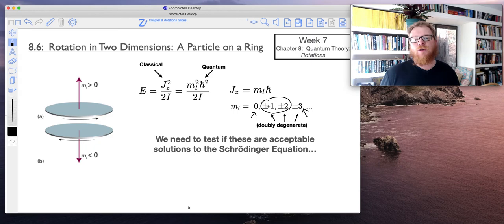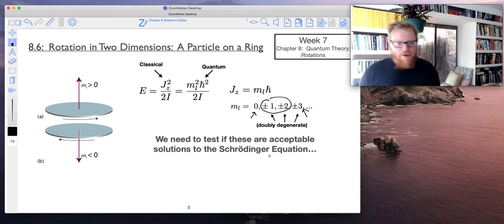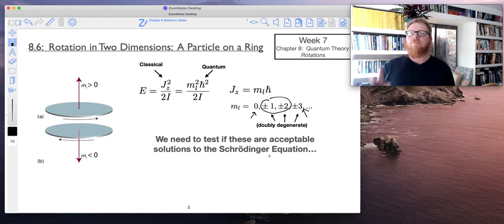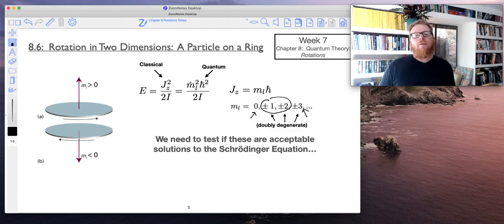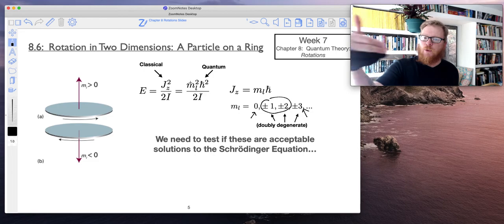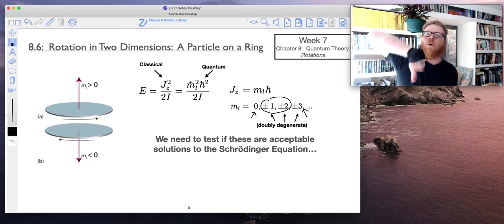What's also important to note is that the plus or minus means these ml states are in fact doubly degenerate. So ml plus 1 has the same energy as ml minus 1. They're opposite in sign. If it was 1, E would be just h bar squared divided by 2I. But if it was minus 1, it would be minus h bar squared divided by 2I. But those are degenerate because that negative sign just describes the different orientation, whether it's rotating this way or this way.